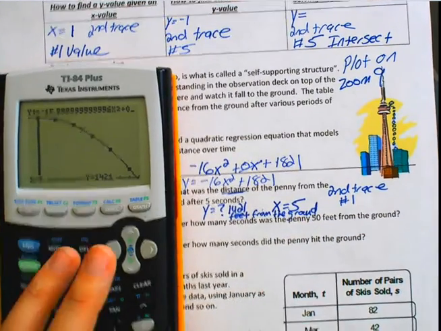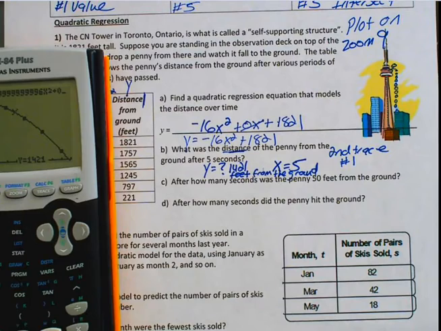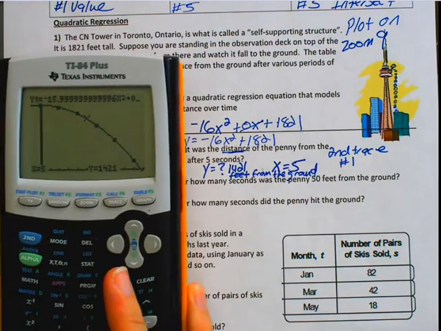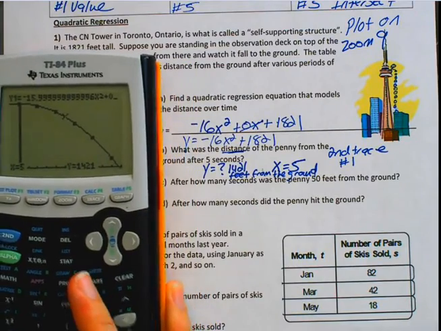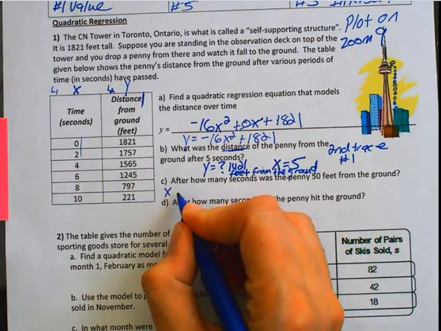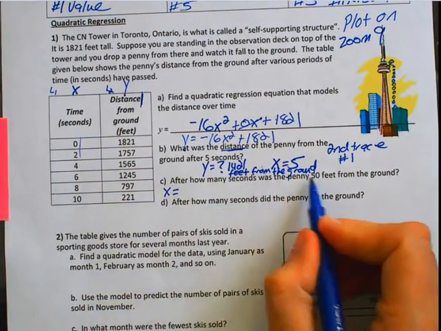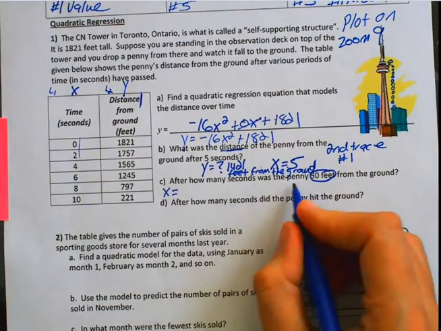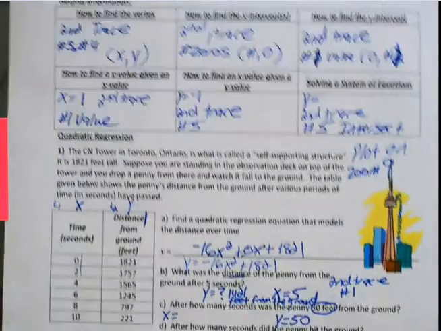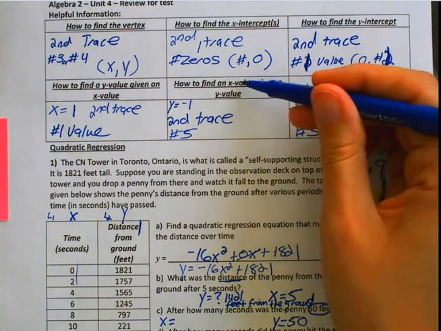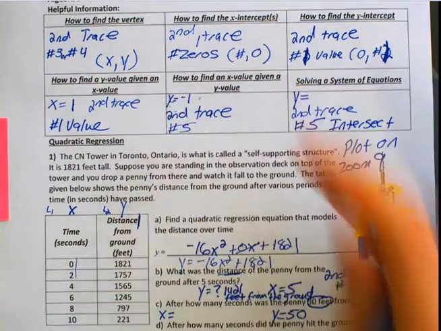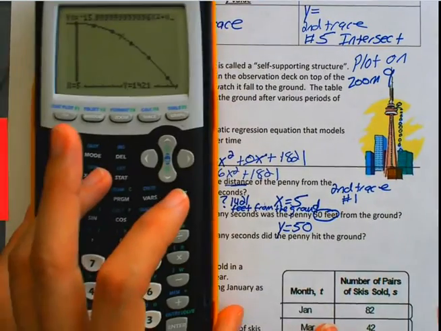All right, let's look at the next one. After how many seconds was the penny 50 feet away from the ground? So how many seconds? They want to know what x is. And it says the penny was 50 feet from the ground, which is my value of y. If they want to find a value of x and they've given you y, you're going to put that information into y equals and then do the intersection.